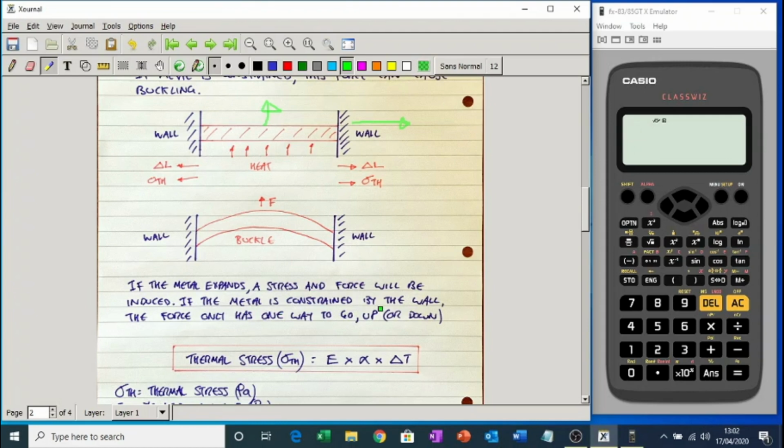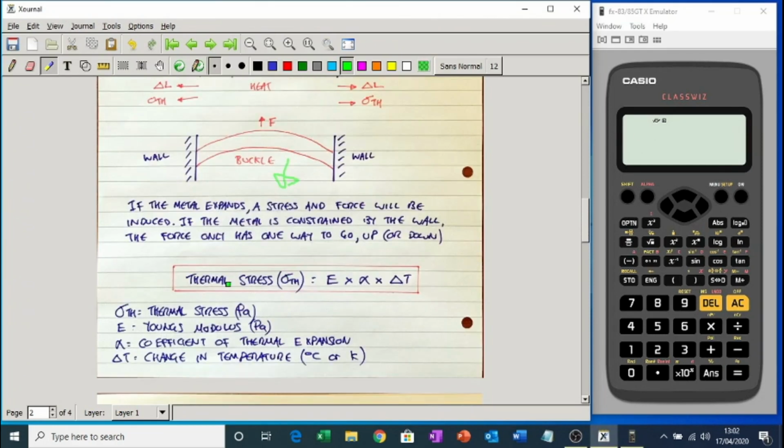If the metal is constrained by the wall, the force only has one way to go, up, or it could come down. So, thermal stress. Our formula for thermal stress is Young's modulus, because it's to do with elasticity, times the coefficient of thermal expansion, times the change in temperature. So thermal stress is E, Young's modulus in Pascal, times the coefficient of expansion, times the change in temperature.